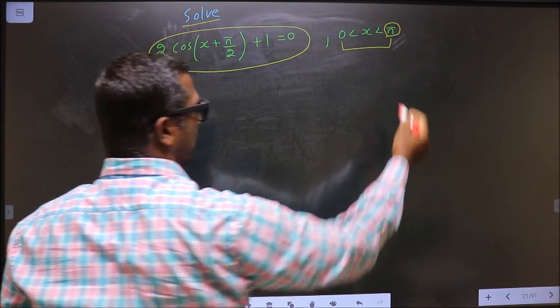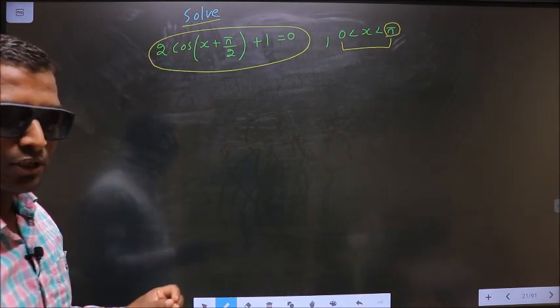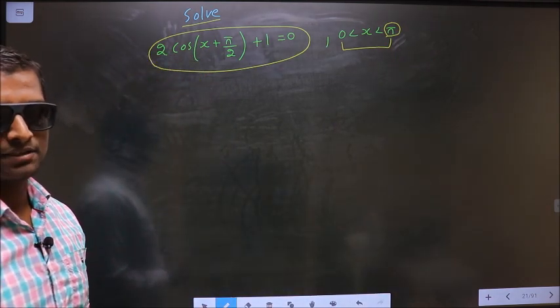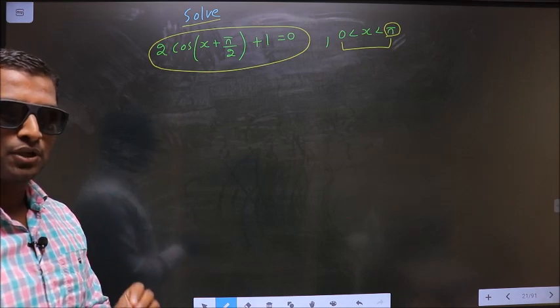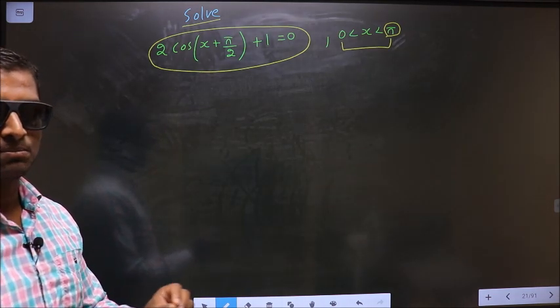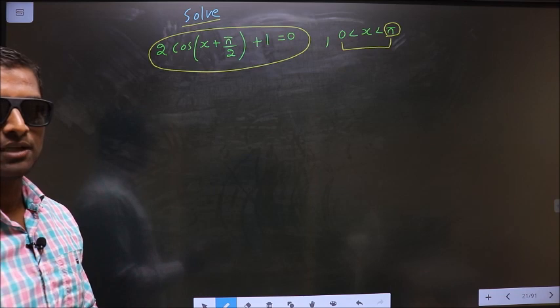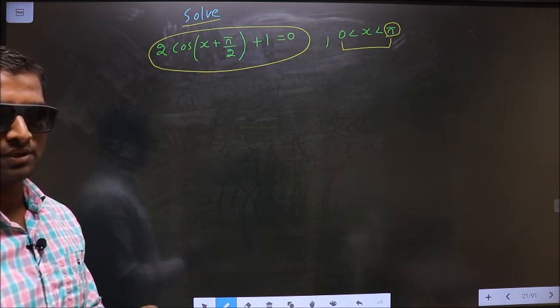Here you have pi. That means you should get the answer in radians. For that, put your calculator in radians mode. I repeat, put your calculator in radians mode.